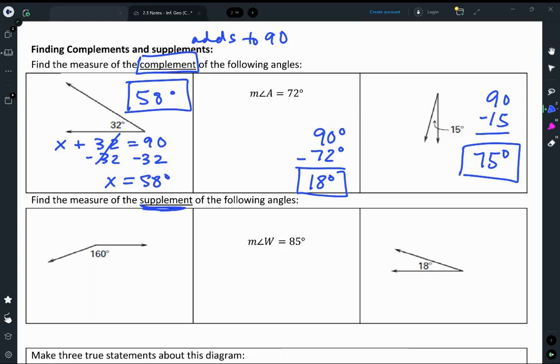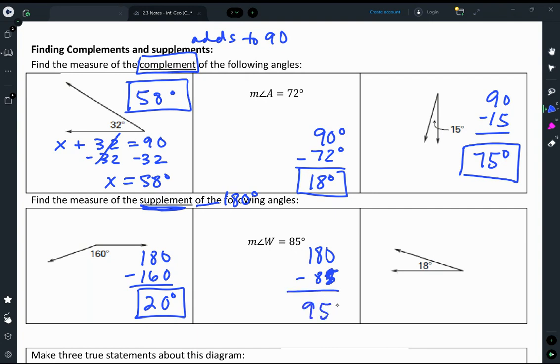So now for supplements, those are going to add to 180. So this time we're subtracting from 180 instead. So 180 minus 160 is 20 degrees. 180 minus 85 is 95. So it's going to be 95 degrees. And our last one, 180 minus 18 is 162 degrees.